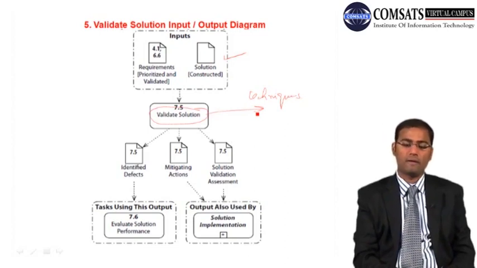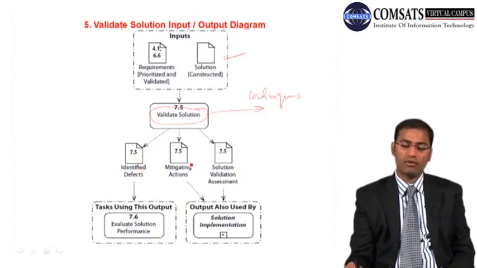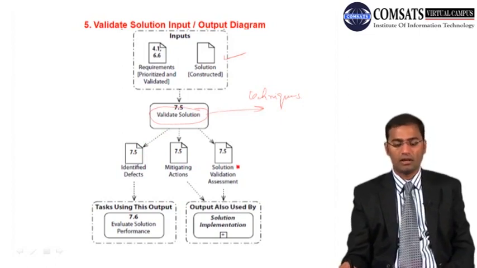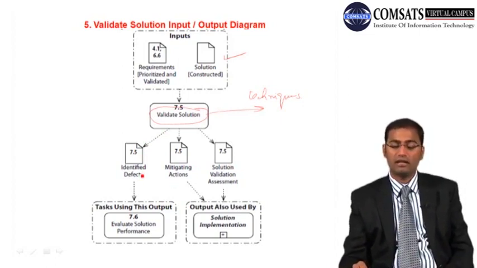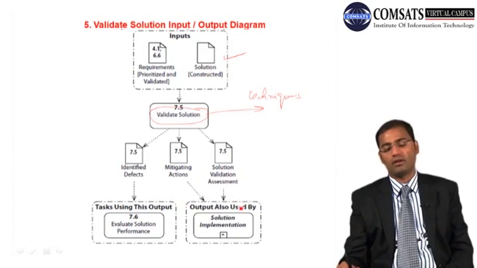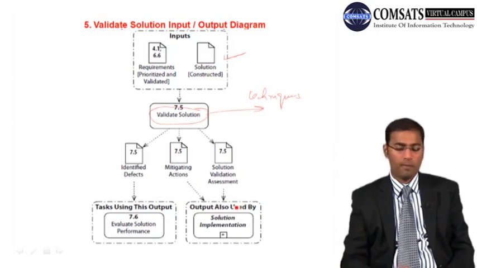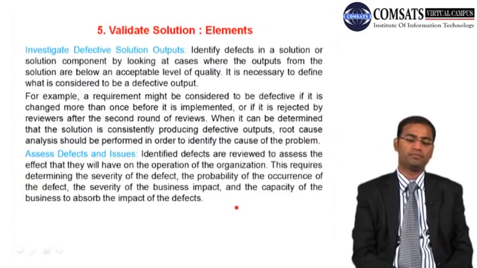elements part of this task. So then we are having identified defects, we are having mitigating actions, and we are having solution validation assessment. So if we are having identified defects, so we are going to evaluate solution performance based on that, and if we are having mitigating actions and solution validation assessment, so we are actually going for solution implementation. So this is about input and output of validate solution.